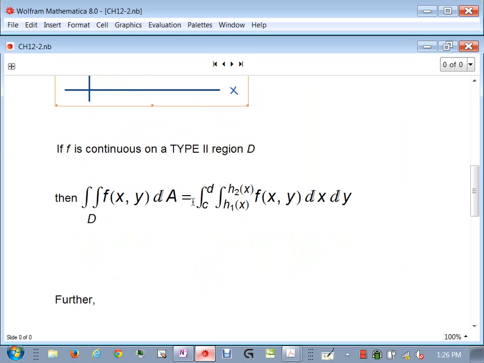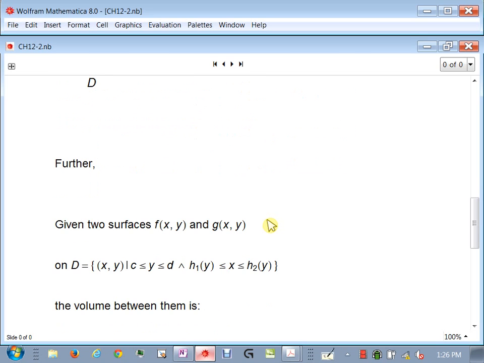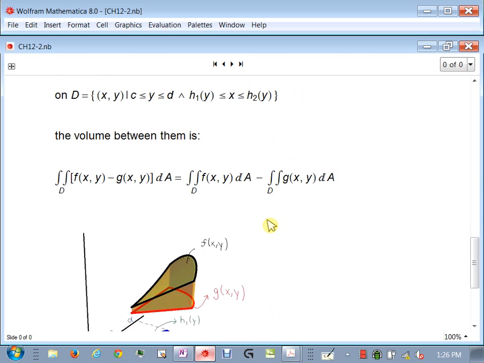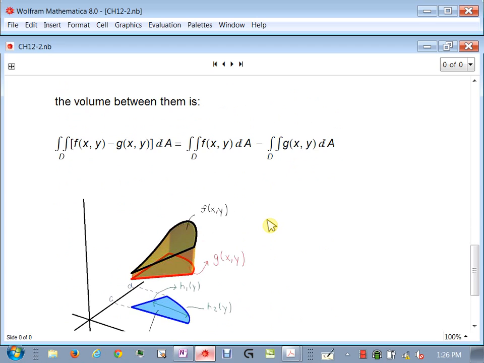So the only difference is this changes your order of integration. Your constant's still on the outside integral, but now you're going with respect to y after you go with respect to x first. Y'all see this is pretty much the same exact thing that we did before? If you want to find the volume between two surfaces, you would subtract the double integrals.